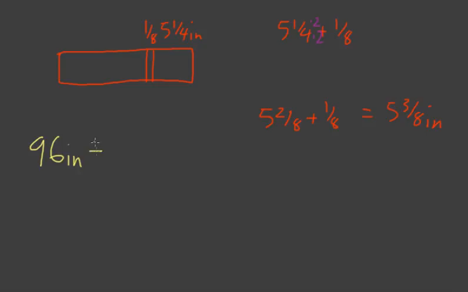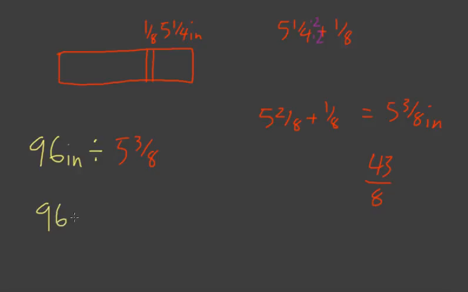And you're going to be dividing from 96, you're going to be dividing 5 3/8 from it. All right. So in order to divide, let's change this to an improper fraction. What's 5 3/8? Well, 8 times 5 is 40, plus 3 is 43. 43 over 8. So it's going to be 96.